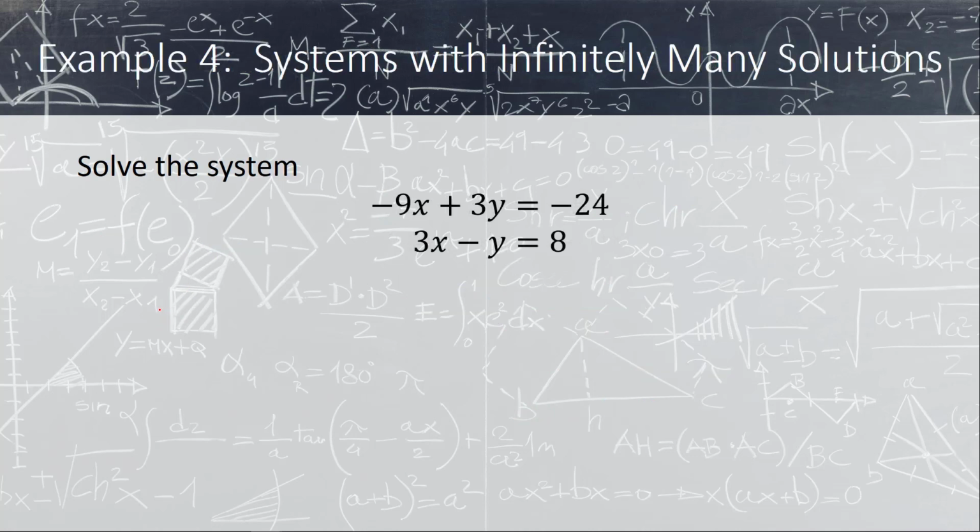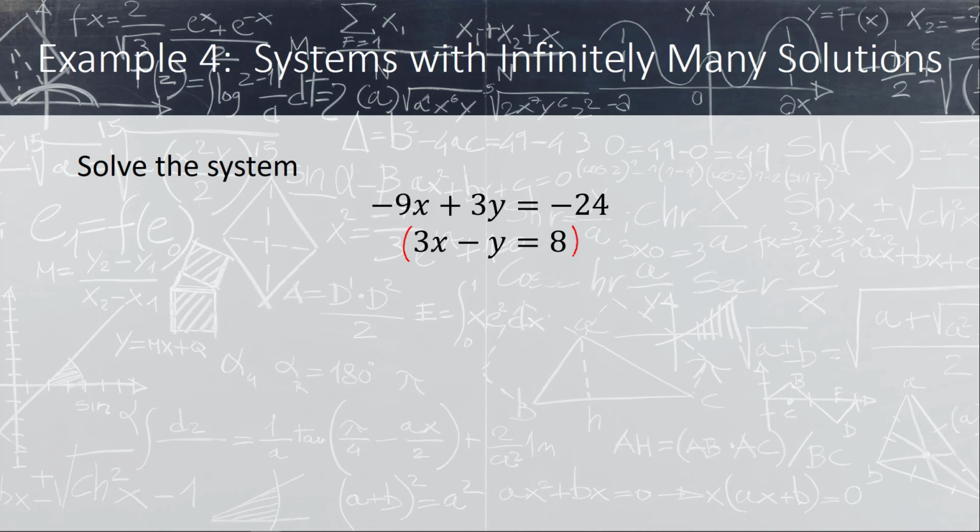Okay, what about the case where the system has infinitely many solutions, where both equations are the same line? Well, there's lots of ways that you can actually show that. For example, if you multiply the bottom equation by negative 3, you're going to get the top equation. If you solve both equations for y, you would get the exact same equation. But let's see what we get if we try to use the elimination approach.